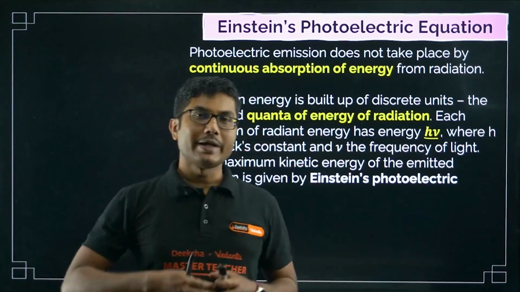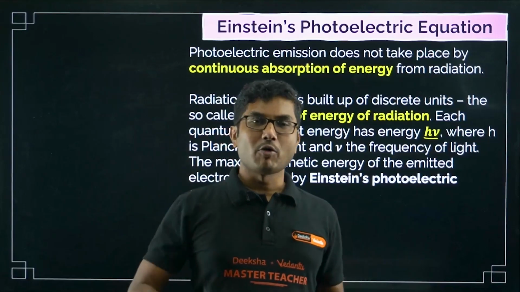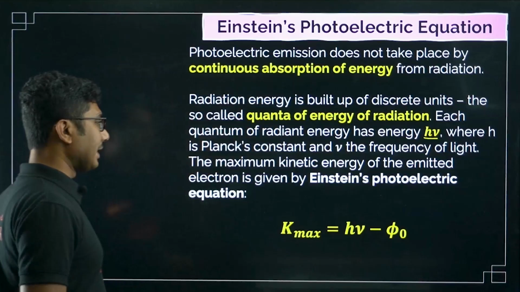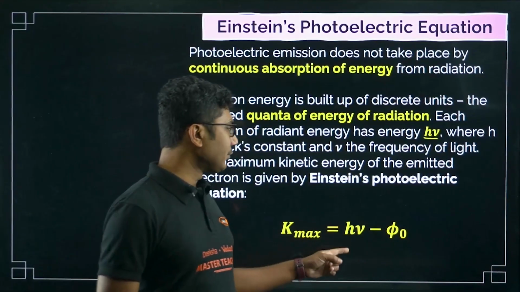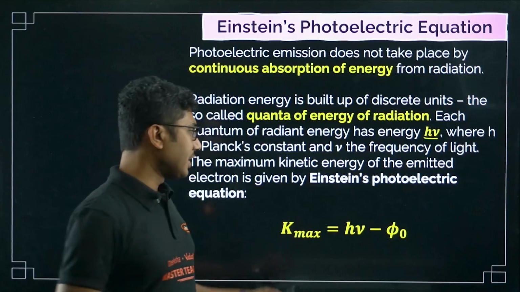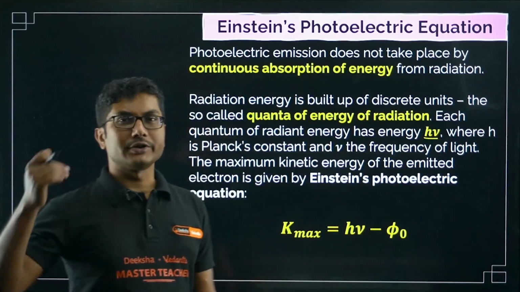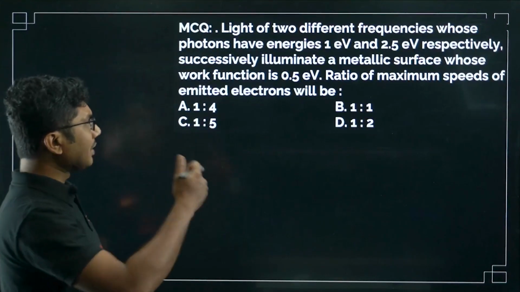Now when the electrons are coming out of the metal surface, definitely they will possess some kinetic energy. So what is the equation for that kinetic energy? He said that the maximum kinetic energy is h nu minus phi naught. Here h nu is the energy of the incident photon, and phi naught is the work function of the metal surface. We will see one problem.